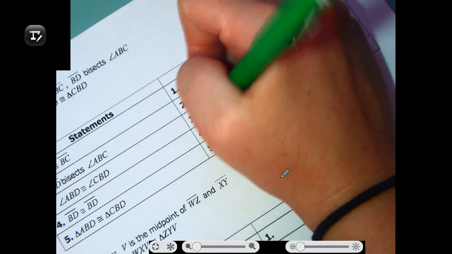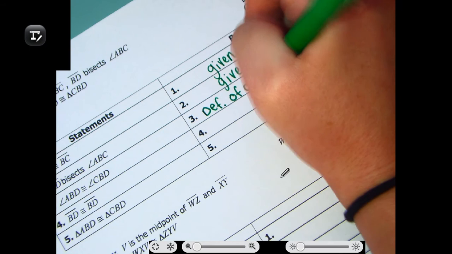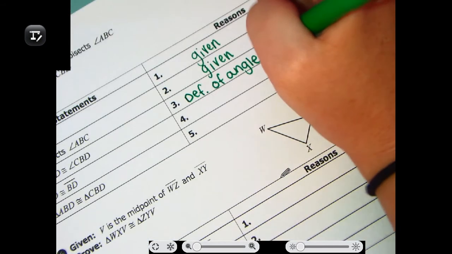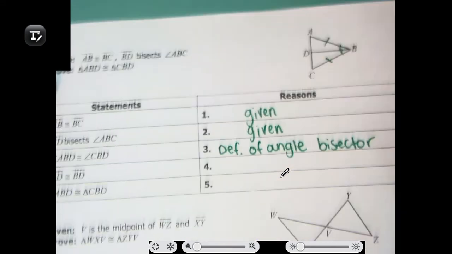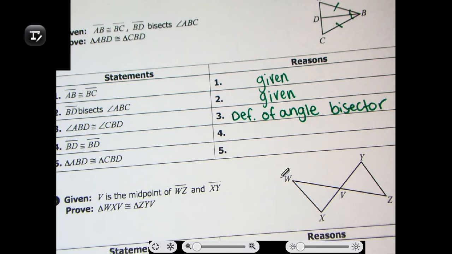And that should remind you of with sides, we were doing definition of midpoint. So it's a similar concept. So definition of angle bisector. So that's how I knew that when this cuts it in half, those two are congruent. The definition of angle bisector, that is my reasoning there. Okay, so I'm using that.